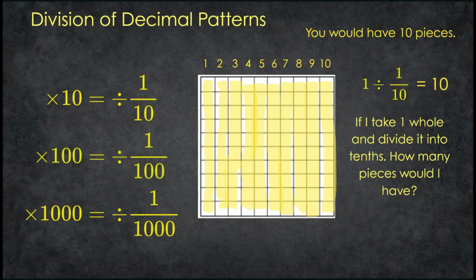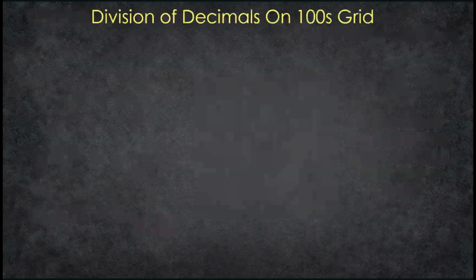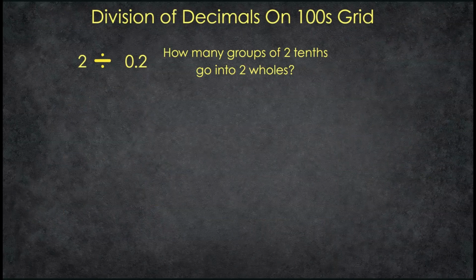All right, so now that we kind of have that understanding under our belt, let's go ahead and look at some actual problems. So I have 2 divided by 2/10. Now, in our last example, you saw how when we divide by a decimal, our answer is actually a larger number. So if I have 2 wholes and I divide those 2 wholes into groups of 2/10, how many groups will I have?